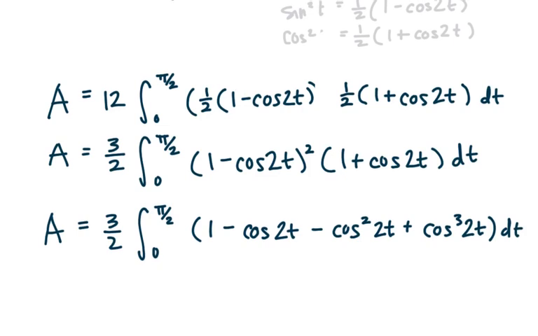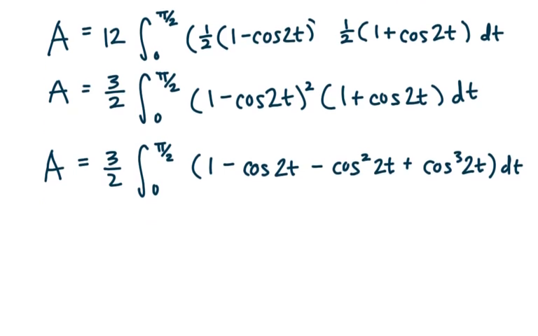So now I have a polynomial-esque expression. It looks like a polynomial equation, but we've got trig functions in there for our terms. And my first two terms are pretty easy for me to integrate. The integral of 1 is just going to become t, and the integral of cosine 2t is sine 2t, and then we would divide by that coefficient of 2. So we'd have minus 1/2 sine 2t.